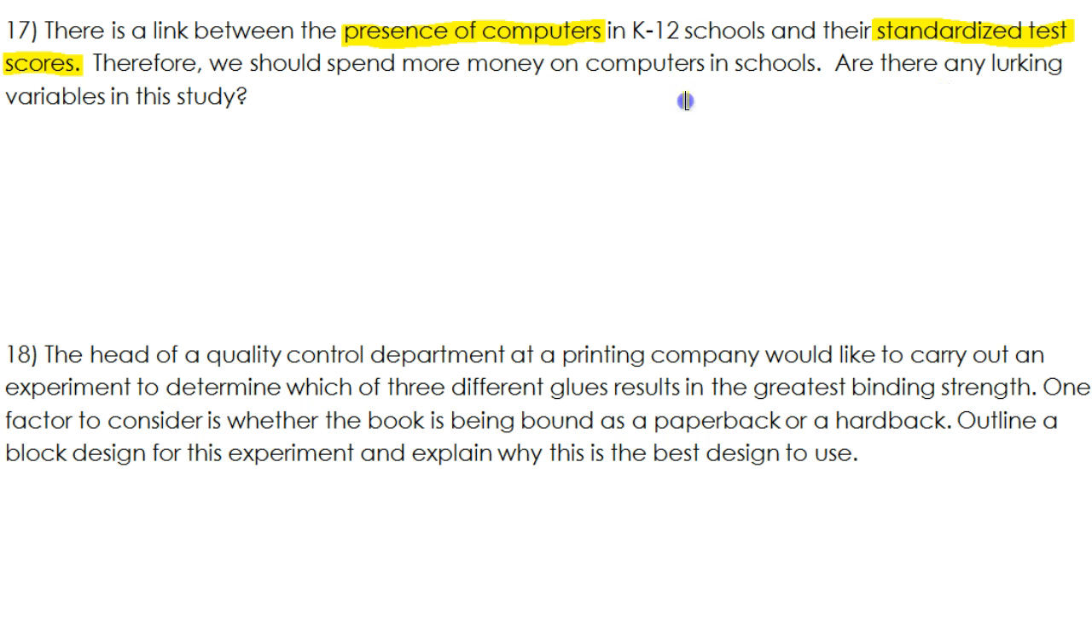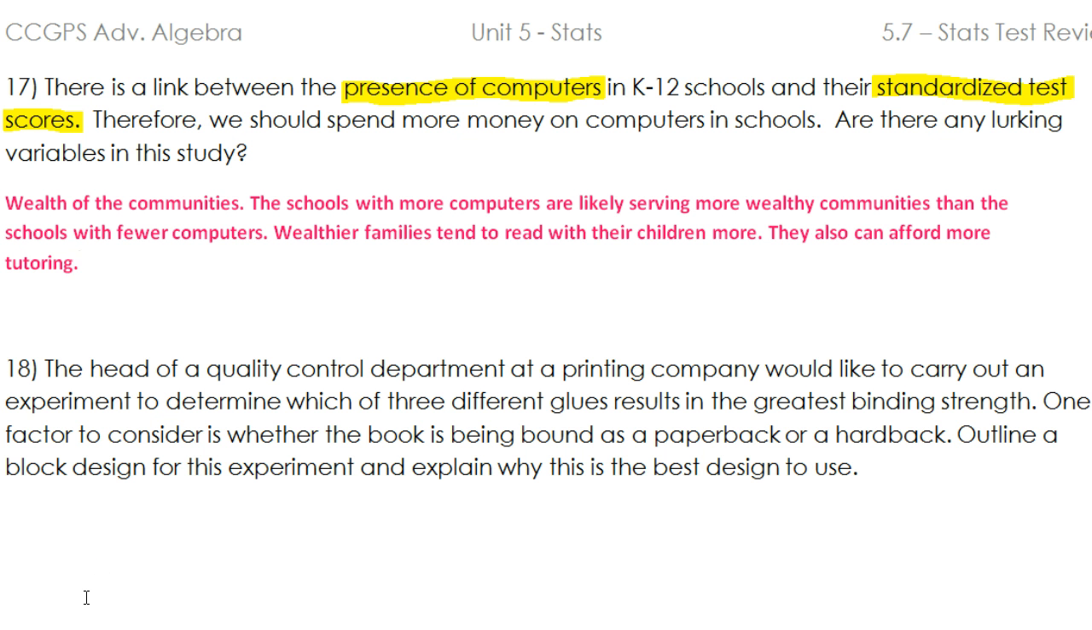So does that mean that the computers are causing the test scores to be higher, or could there be other variables that are more directly involved? So the wealth of the communities would be a source of actually many lurking variables, because the schools with more computers are likely to be more wealthy than the communities with schools with fewer computers. And that leads to things like wealthier families tend to read more with their children, and they can also afford more tutoring.